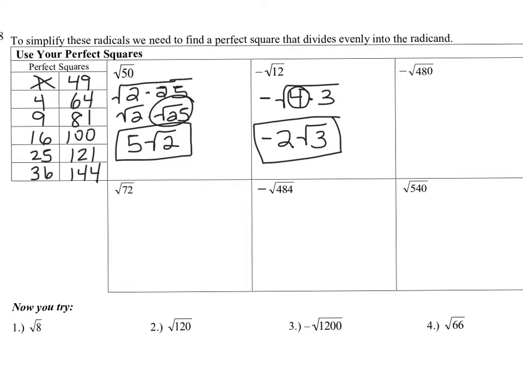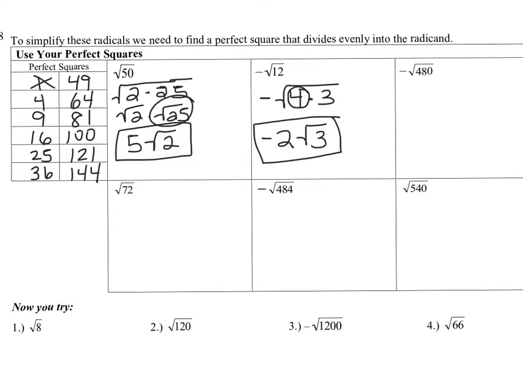Now let's look at the negative square root of 480. What I would like you to do is stop the video for just a moment and see if you can find a perfect square that goes into 480. So look over to the left, start dividing 480 by some of the perfect squares on your list and see if you can find one. So there are 2 perfect squares that go into 480, 4 and 16.